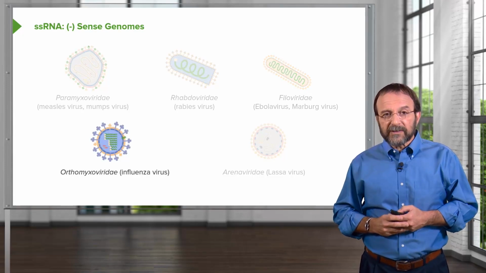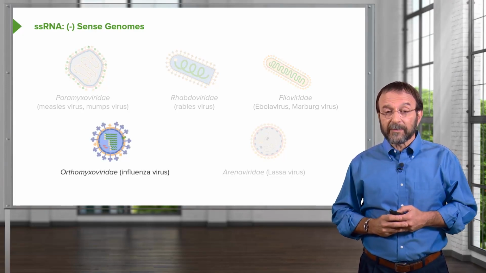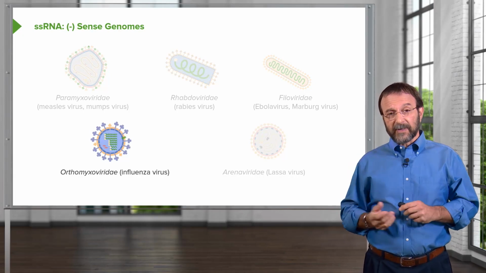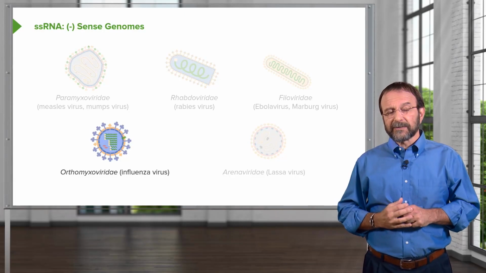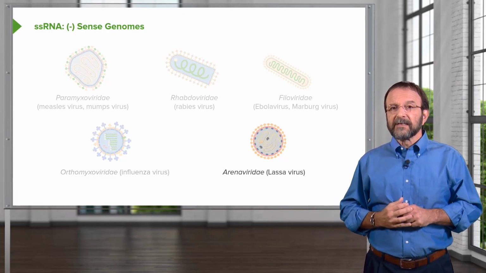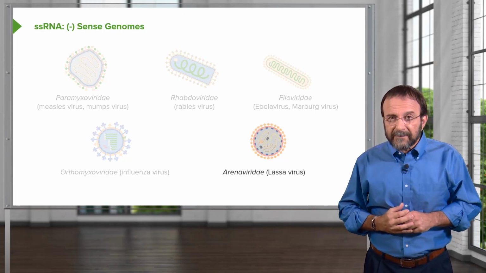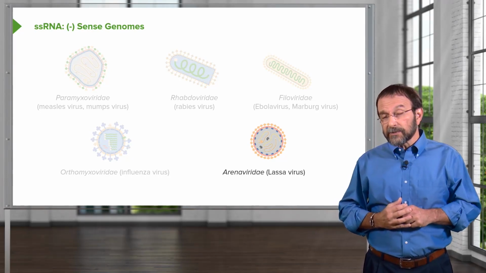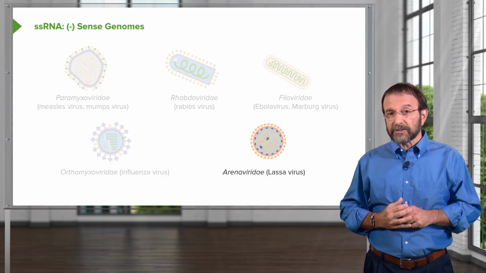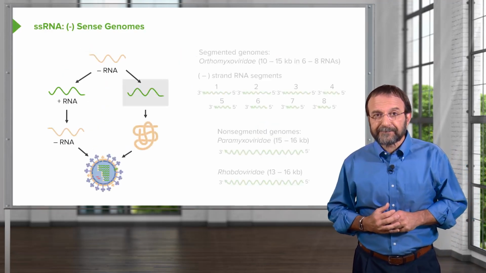The orthomyxoviridae includes the very important human pathogen, influenza virus, which causes annual outbreaks of respiratory disease in many, many millions of people. And finally, the arenaviridae, of which Lassa virus is the best known. This is a virus that also causes a hemorrhagic fever, largely in Africa.